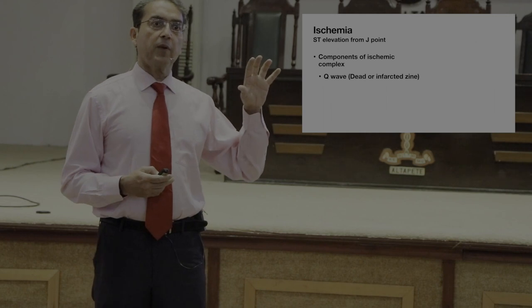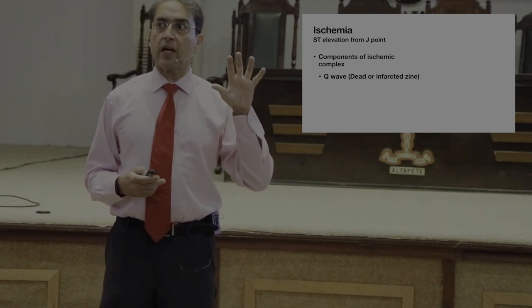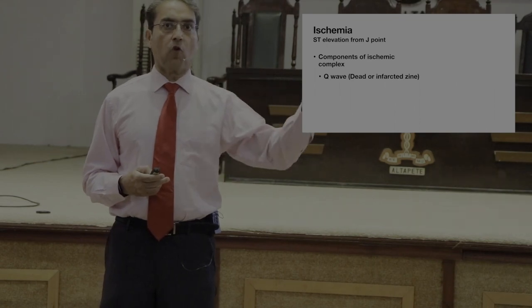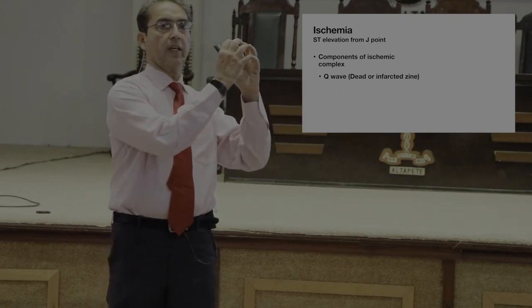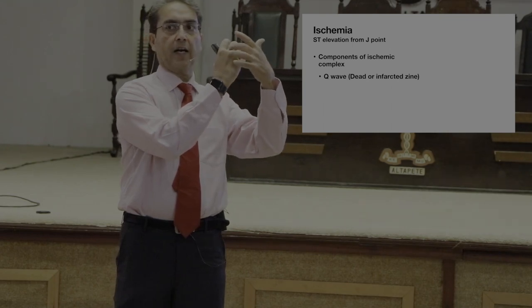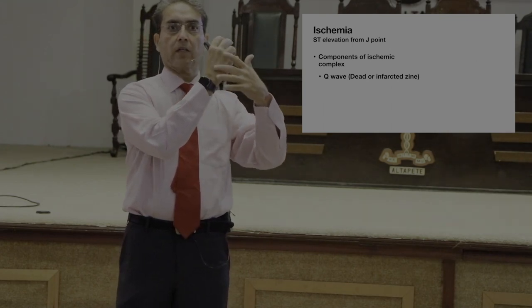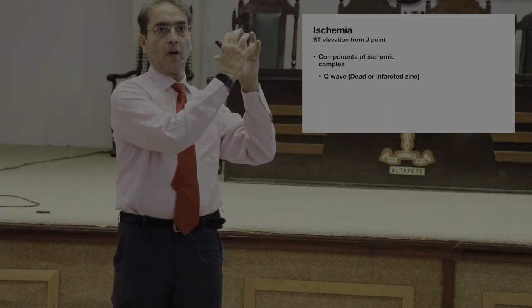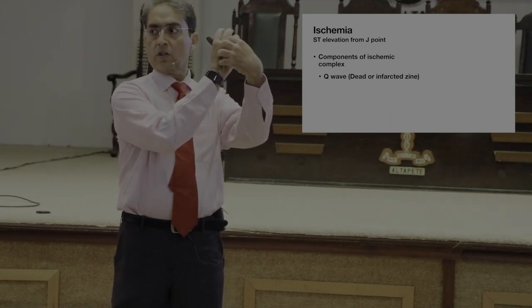The infarcted myocardium is electrically silent. It's a window through which the electrode can see the opposite wall. If you've got a cavity like this, this portion becomes electrically silent. It's dead. It is not showing any current. So the current which is going on in this portion of the wall will be seen by this electrode.